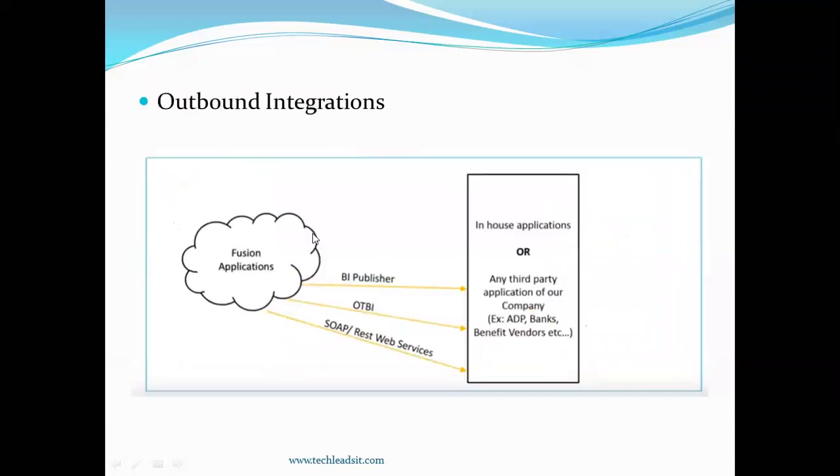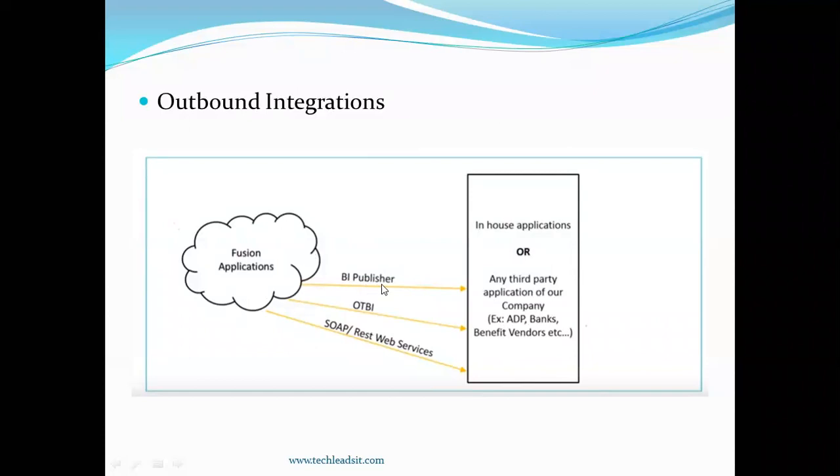Now outbound integrations. This is very simple. In our RTL, we use UTL_FILE or some PL/SQL packages, using those patterns to pull the data from EBS. Like that, in our Fusion applications also, the outbound patterns are BI Publisher, OTBI, and SOAP or REST web services. By using these options, we can send the data from Fusion applications to third-party applications. This is a kind of outbound pattern.